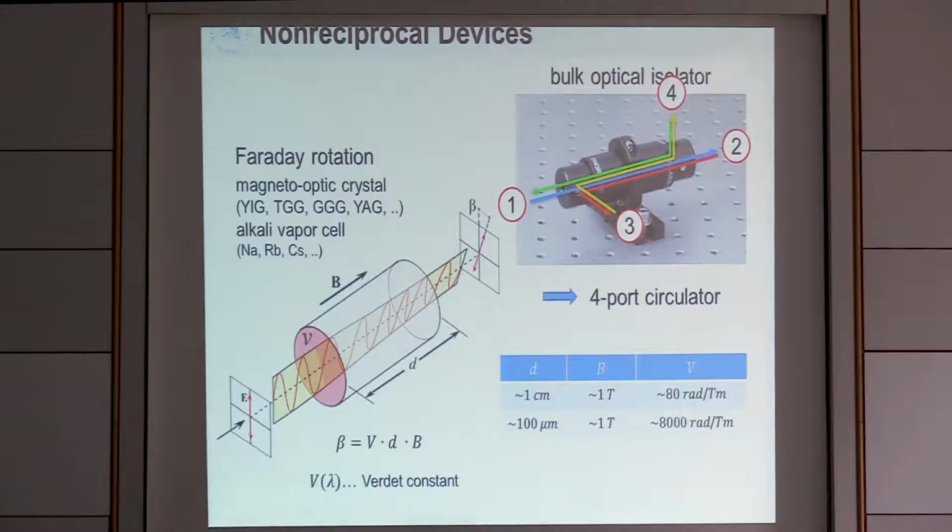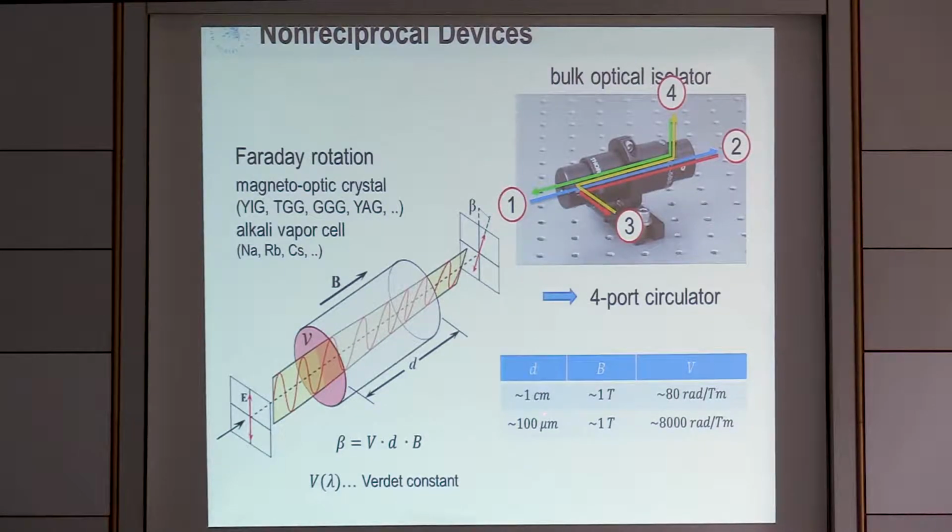Now, if you consider that the field strength here is typically limited to, say, a Tesla, because you realize this magnetic field with a permanent magnet, and you consider a bulk optical isolator where this crystal is typically 1 centimeter long, then in order to fulfill this requirement of beta being 45 degrees, the Verdet constant has to be on the order of 80 radians per Tesla and meter. And such a Verdet constant is available for a range of magneto-optical materials and for a large range of wavelengths, so you can just buy off the shelf very performant optical isolators basically for all relevant wavelengths.